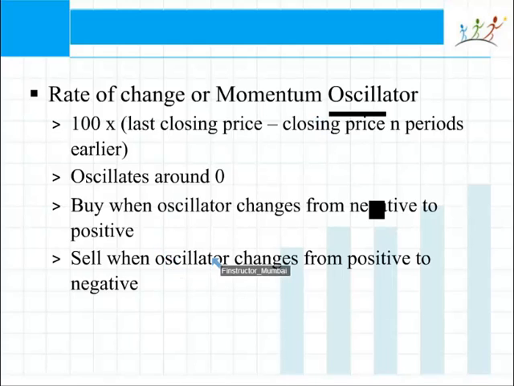Similarly, if the oscillator changes from positive to negative, that is, the last closing price minus the closing price n periods ago was positive, that means the stock was probably moving up, which is why the latest price is higher. If it moves from positive to negative, that means now the stock price has started falling because the last closing price now is lower than the price n periods earlier. That indicates a downtrend and you should sell. It indicates bearish sentiment. Here it indicates a bullish sentiment.